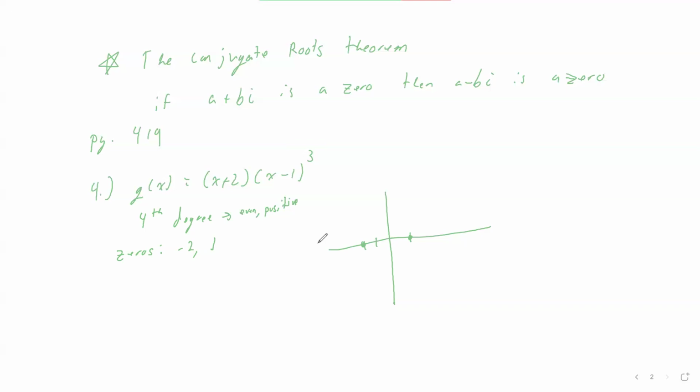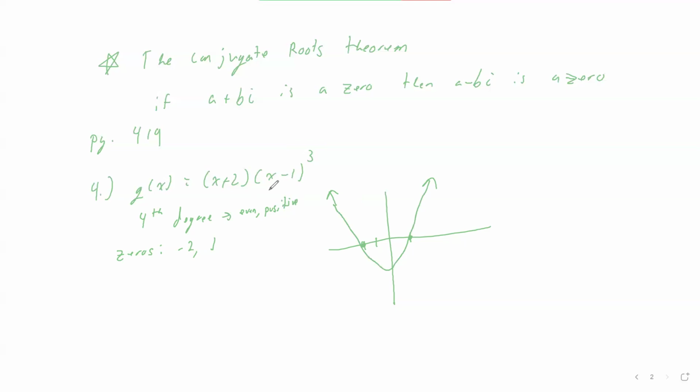It's the leading term that tells you the end behavior of the graph. So if it's an even positive, I know it's going to start up and end up. And since I know it goes through the graph, then I know the graph is going to do something like this.